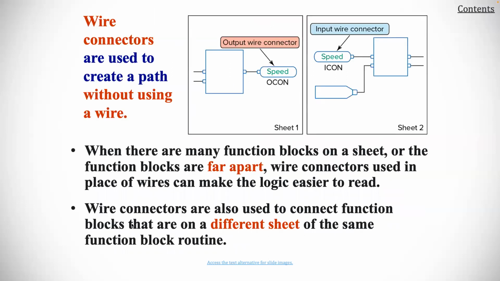So wire connectors are used to create a path without using a wire. When there are many function blocks on a sheet or function blocks are far apart, wire connectors used in place of wires can make the logic easier to read. So keep that in mind. Wire connectors are also used to connect function blocks that are on a different sheet of the same function block routine.